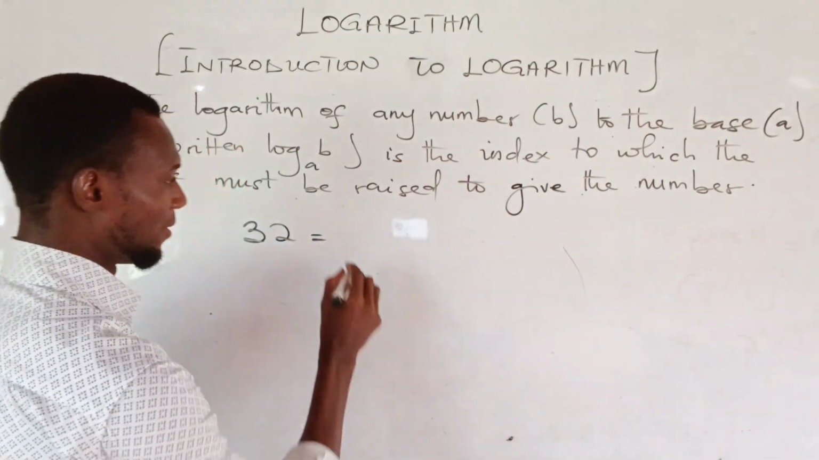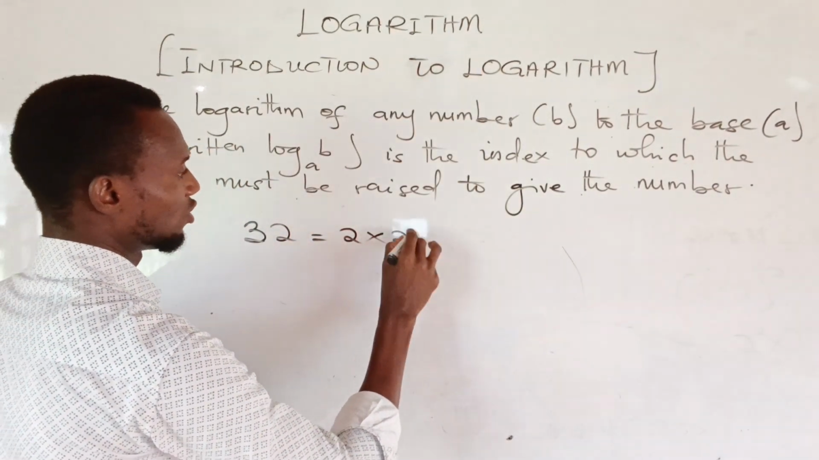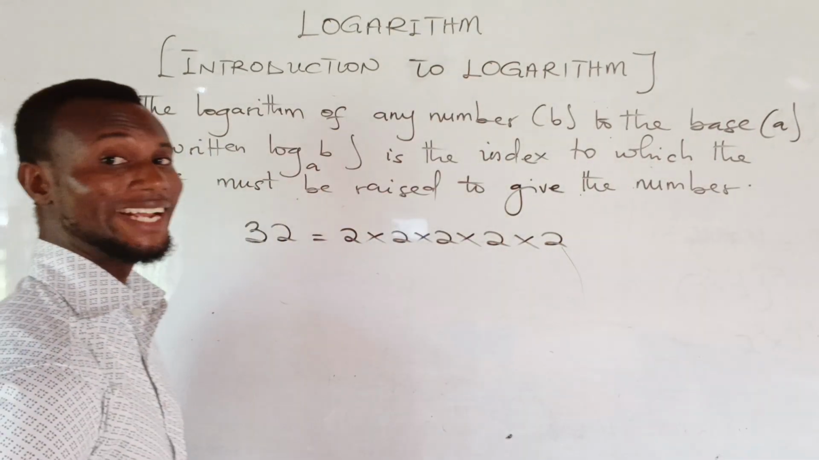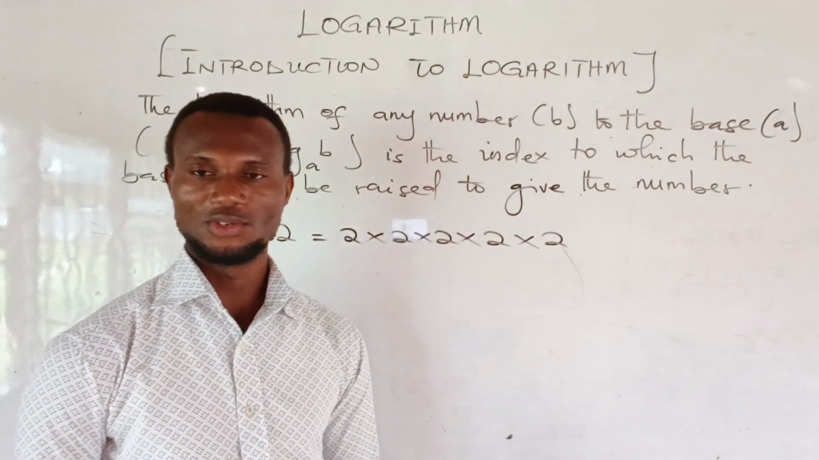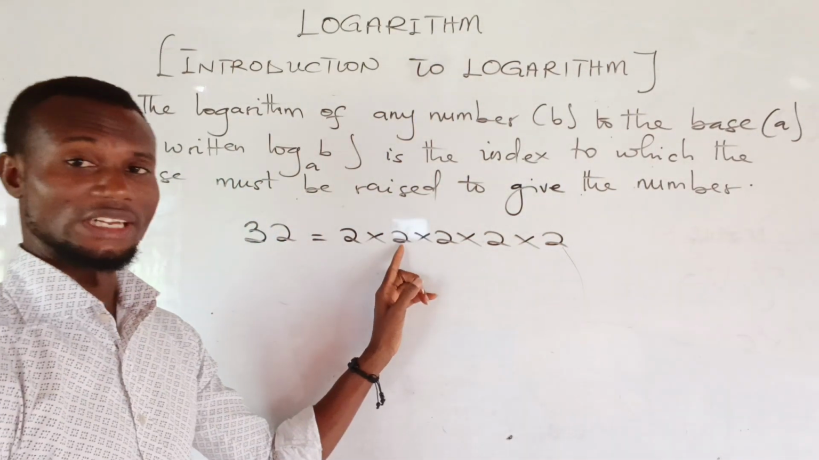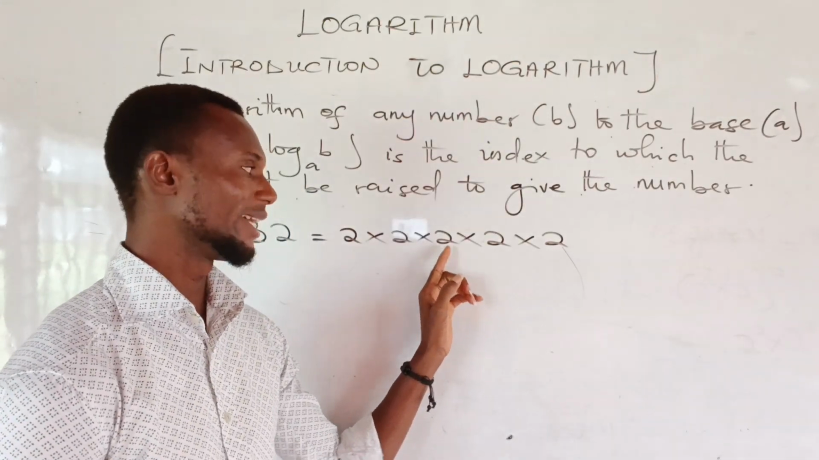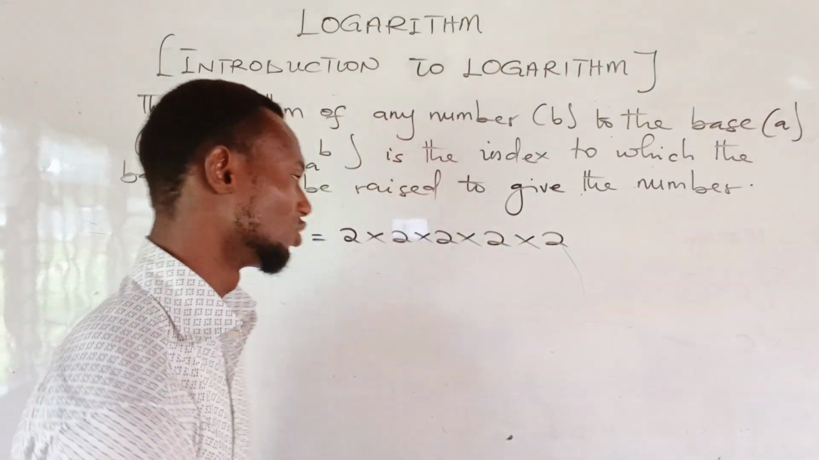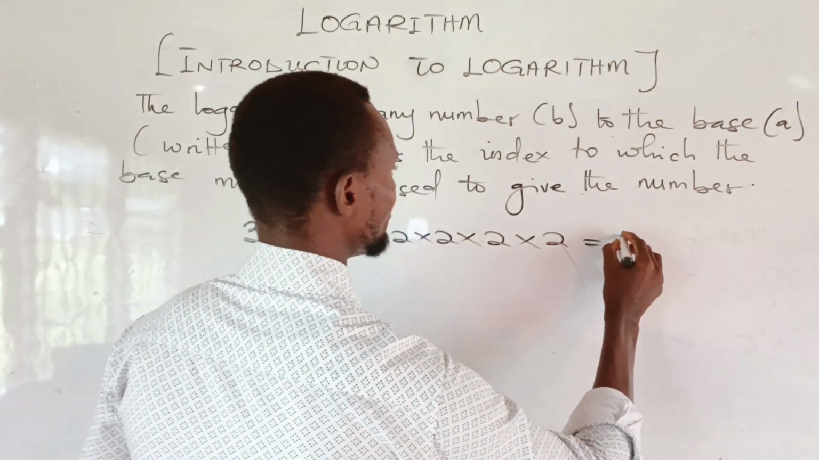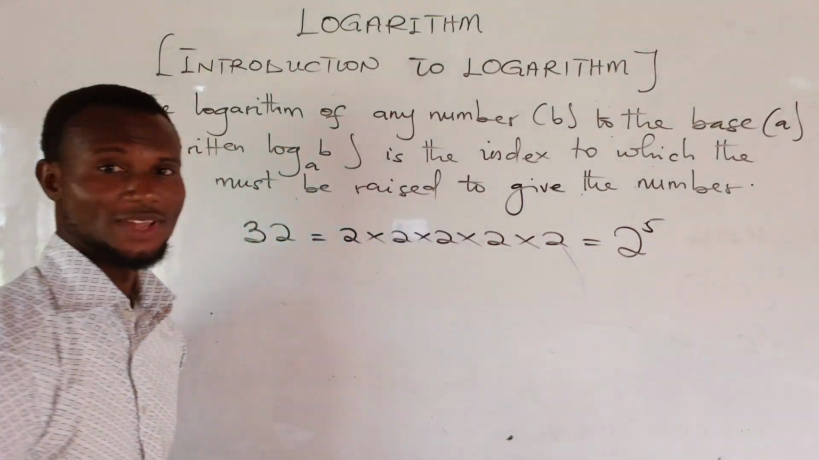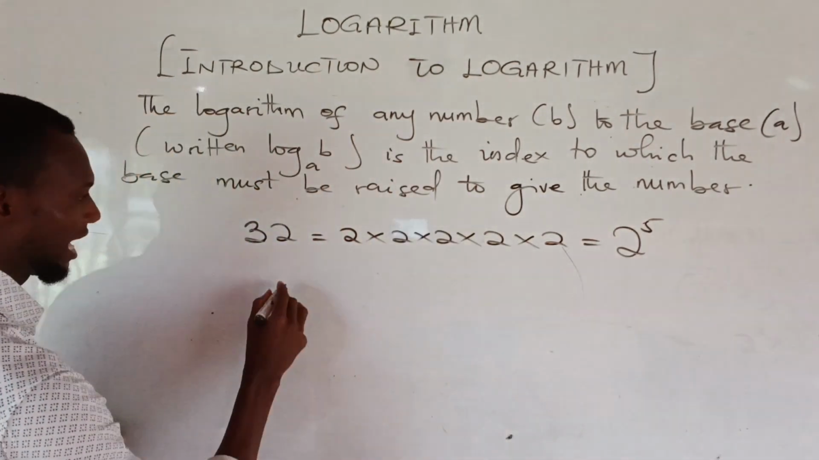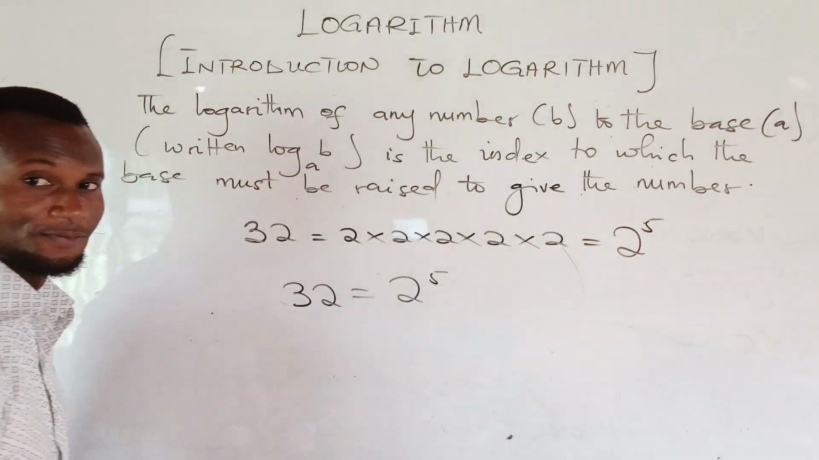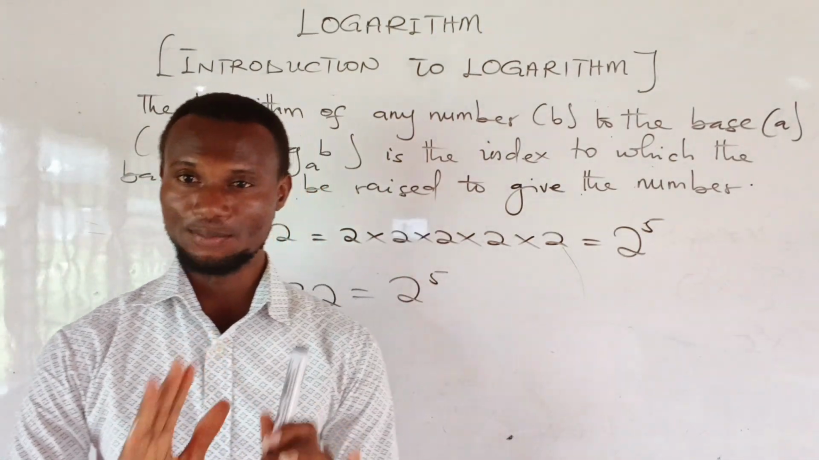I hope you agree with me, because I'm going to have 2 times 2 times 2 times 2 times another 2. 2 will multiply itself 5 times to give the 32. 2 times 2 is 4. 4 times 2 is 8. 8 times 2 is 16. 16 times 2 is 32. So my 32 will be 2 to the power 5. I hope you understand. So having the 32 in index form is 2 to the power 5. I hope the explanation is clear enough up to this point.